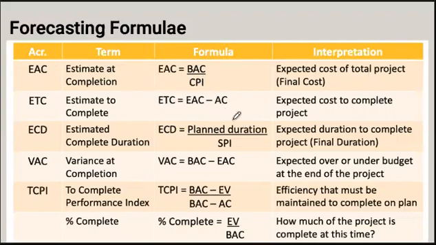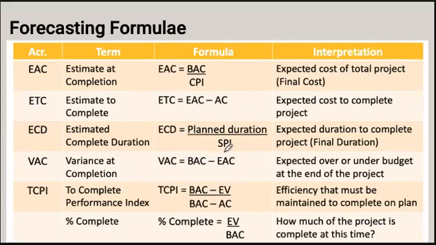Estimate to complete is the difference between the budget estimated at completion and the actual cost. So how much more money do we need to spend in order to complete the project work? Estimated complete duration of the project is planned duration divided by the schedule performance index. So that's kind of self-explanatory. Variance at completion for the budget is budget at completion minus estimate at completion.